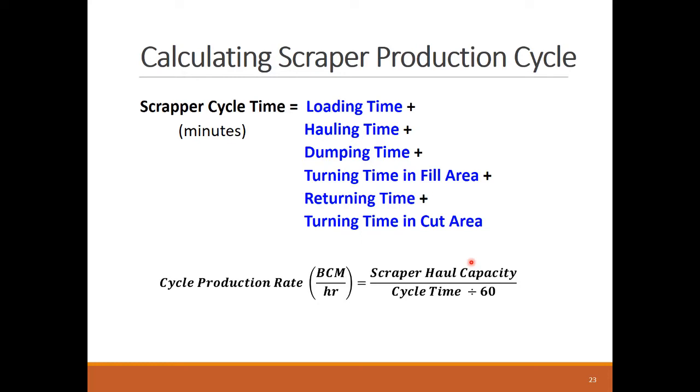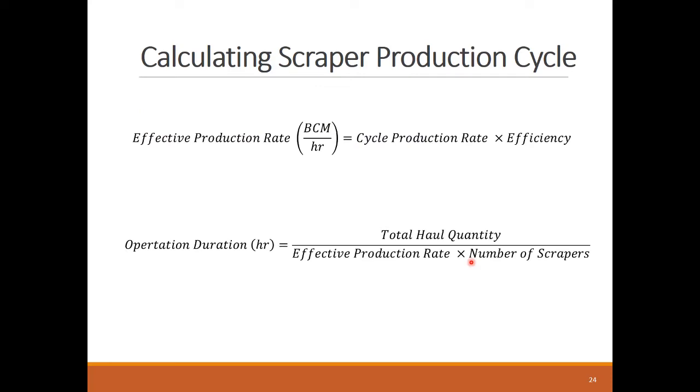As such, the scraper ideal production will equal its cycle production, which is calculated by dividing the scraper haul capacity over the cycle time. Then the effective production rate is calculated by multiplying the ideal production rate by the expected efficiency. This effective production rate can be used to estimate the operation duration by knowing the total haul quantity of the scrapers and determining the number of scrapers.